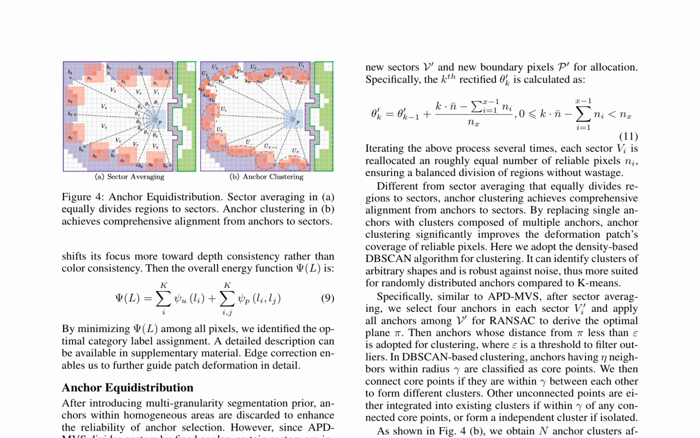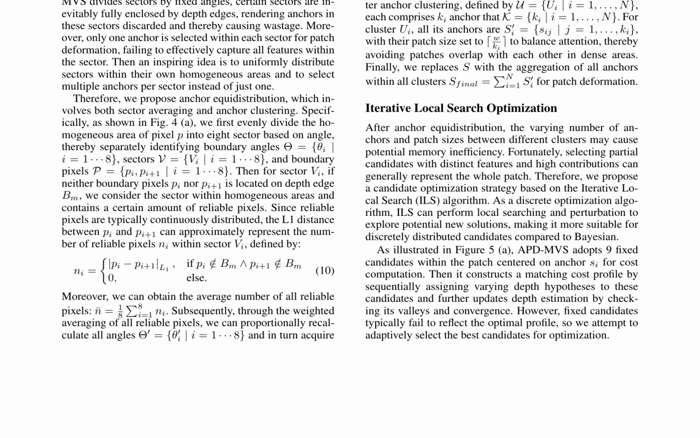Iterative local search optimization identifies sparse reliable candidates to represent each anchor patch, effectively broadening their receptive field. The optimization process involves categorizing candidates into 3 types based on their characteristics and uses an ILS function to minimize cost and maximum variance of profile.